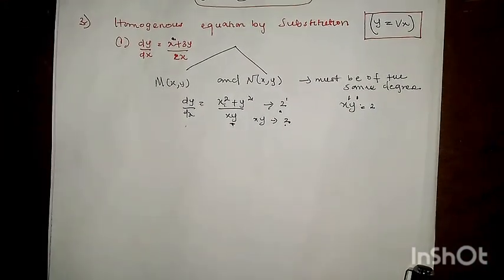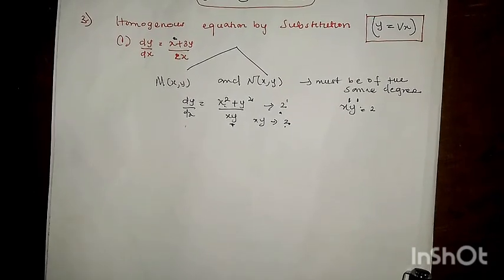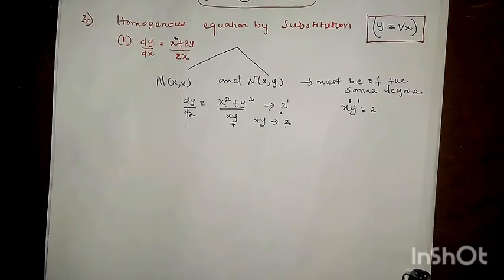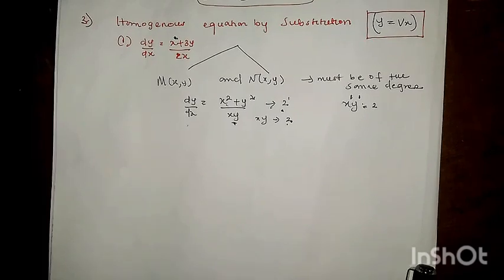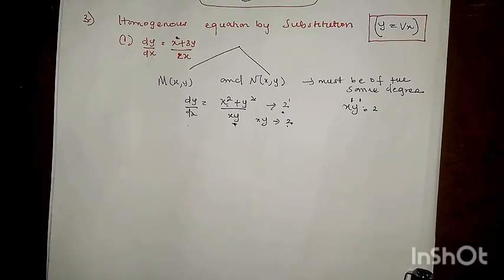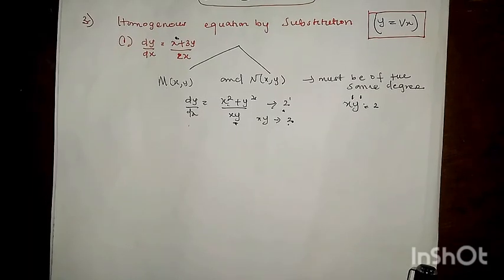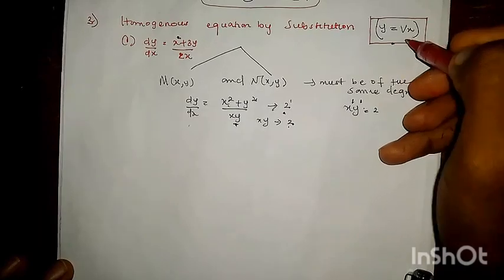Now, I'm going to give you the steps in solving a homogeneous equation. The first step is to check if the equation is homogeneous. How do we check? By checking their degree. If they are of the same degree, then they are homogeneous. Then your second step is to substitute y with Vx.